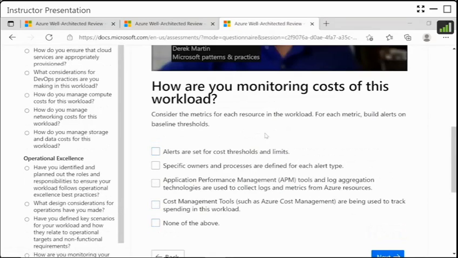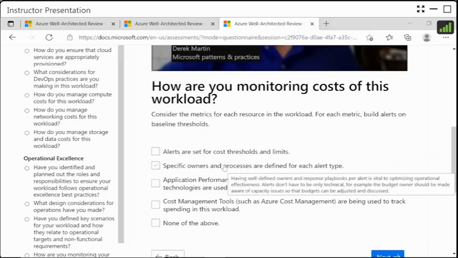How are you monitoring cost of this workload? Are alerts set for cost thresholds and limits? No, I didn't know I could do that. Specific owners and processes are defined for each alert type? Absolutely not.